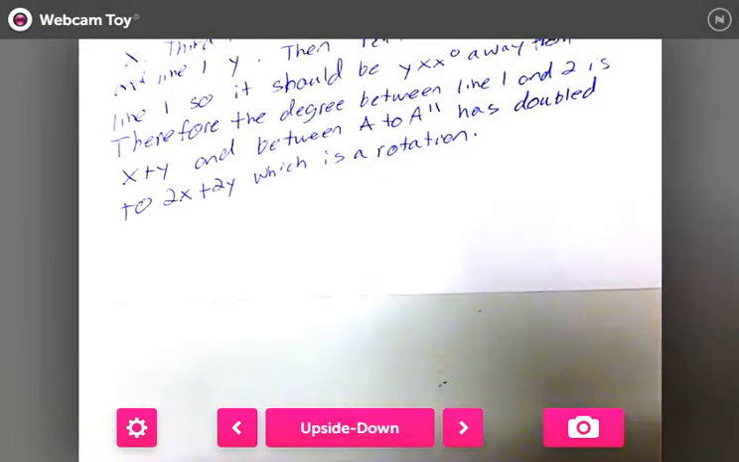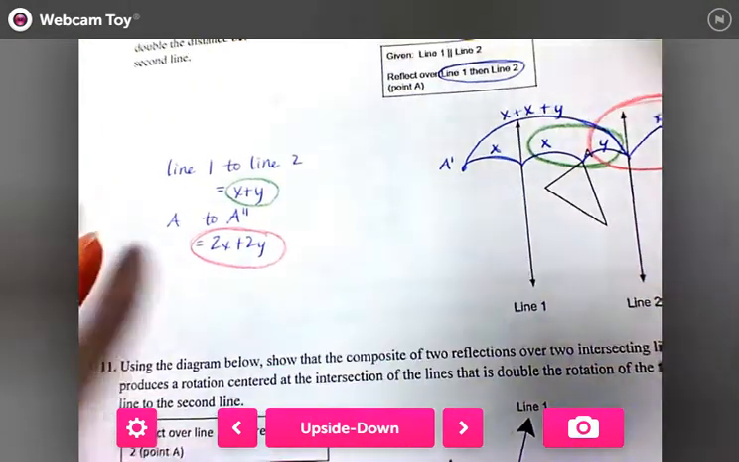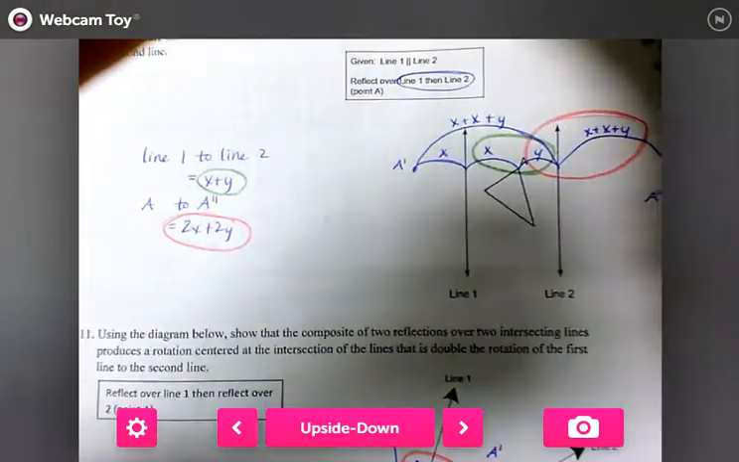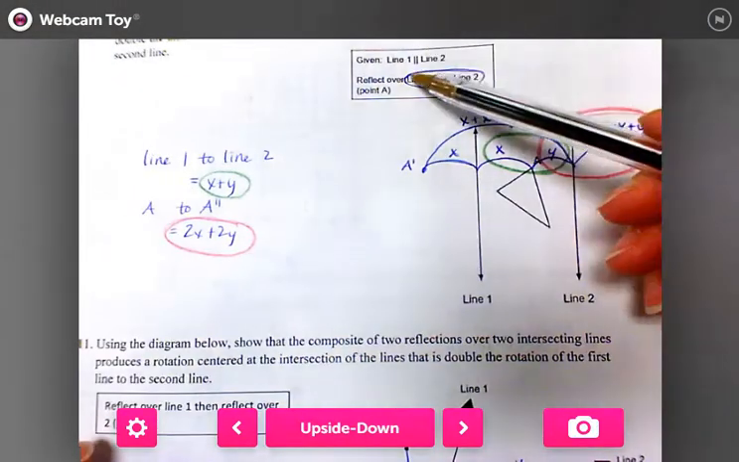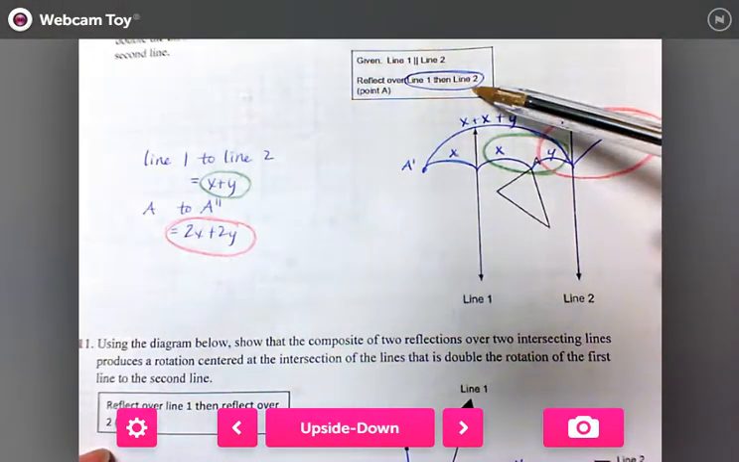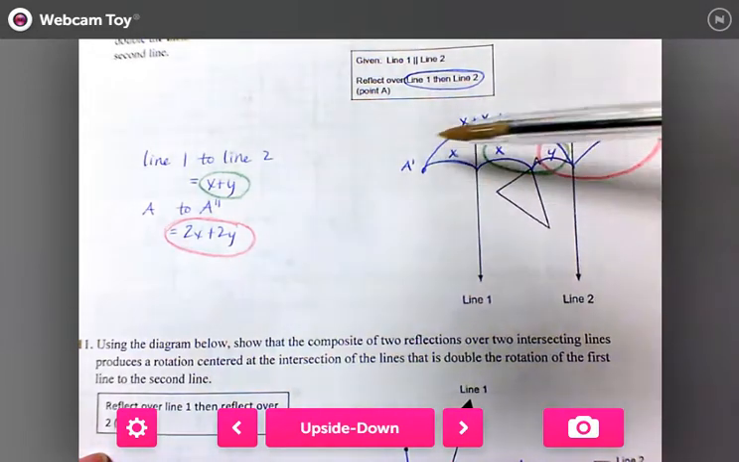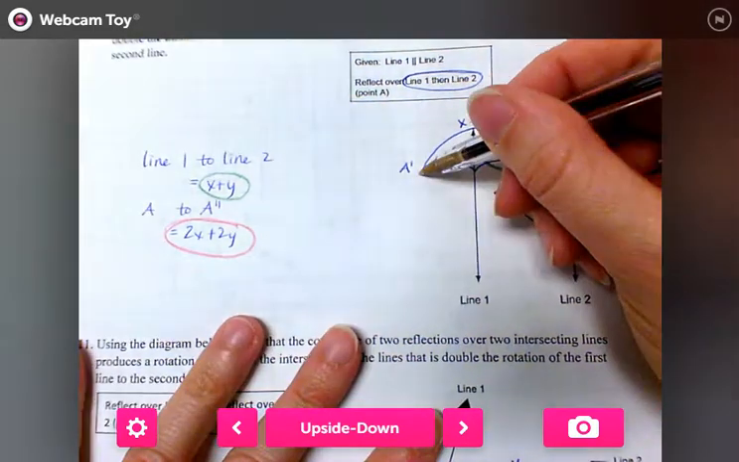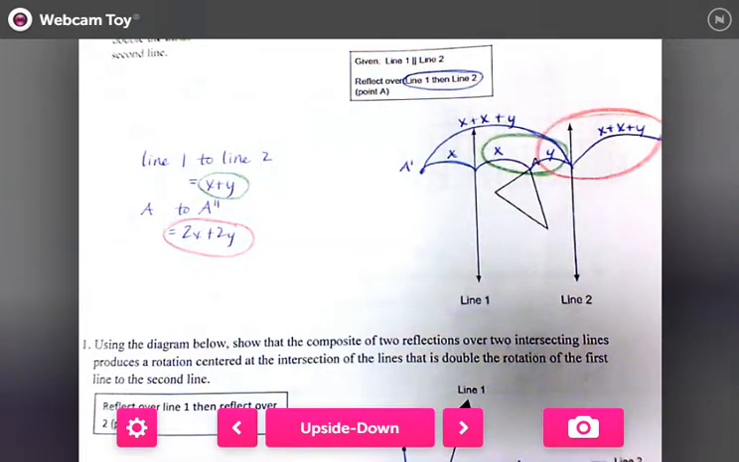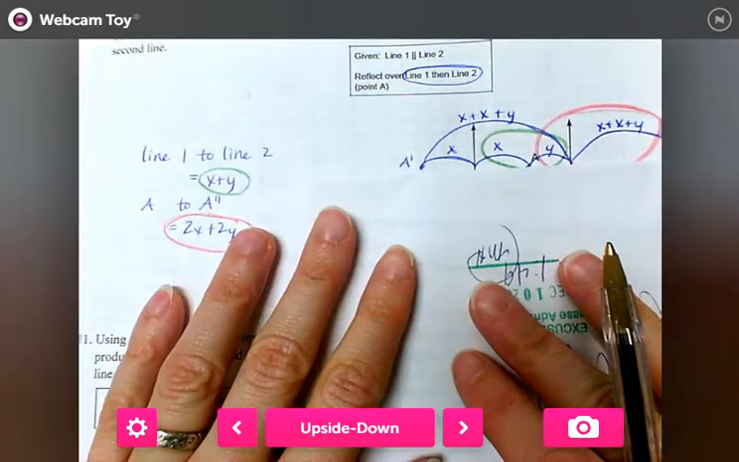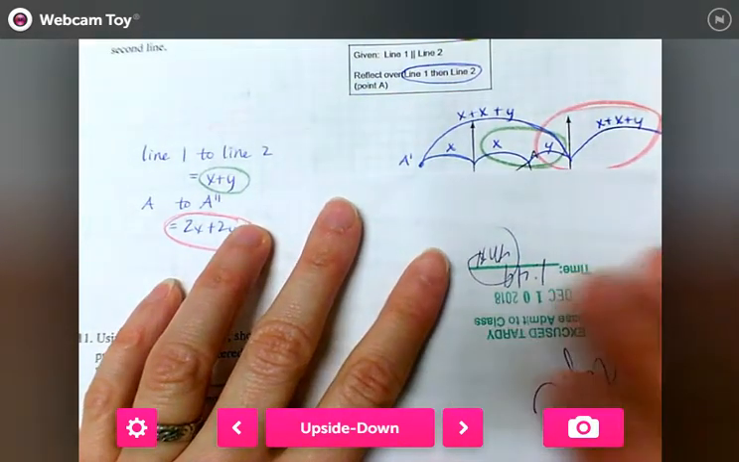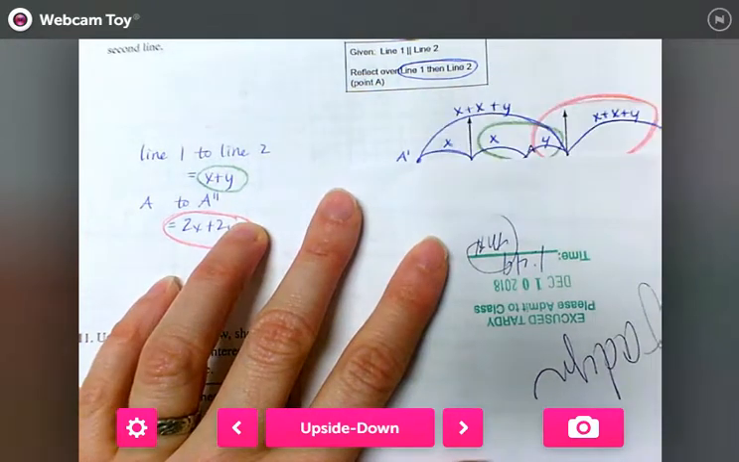All right. Number 10 and 11. We've done these about 500,000 times, but let's just make sure we're getting the right answer. We're going to reflect over line 1, then line 2. So we reflected over line 1. Let's make sure we have a nice perpendicular line right here, just because I feel like it's easier if we do.